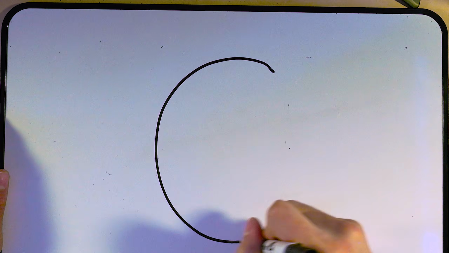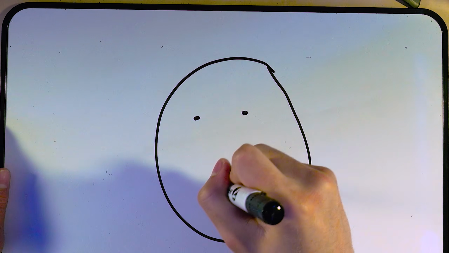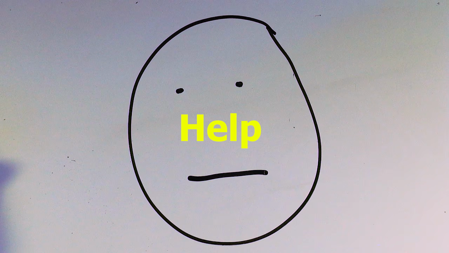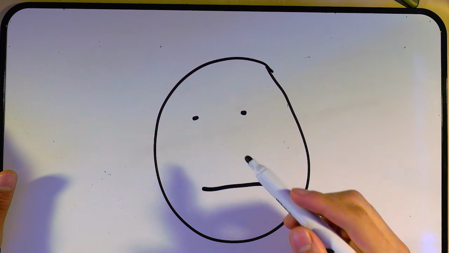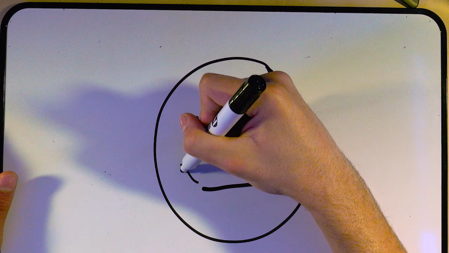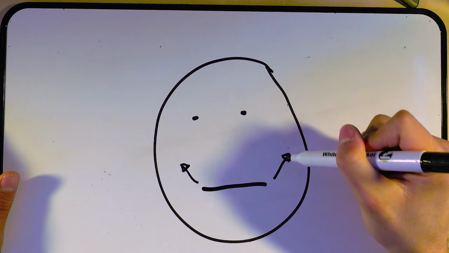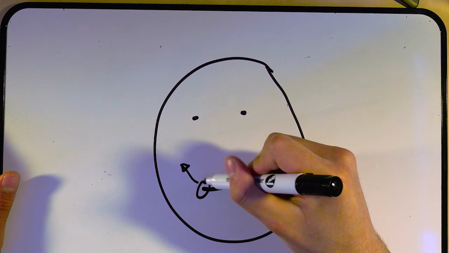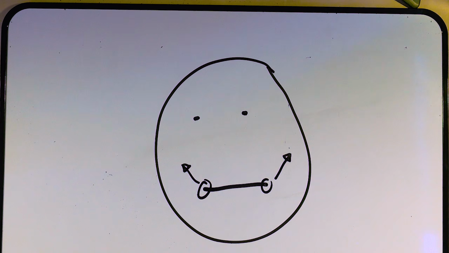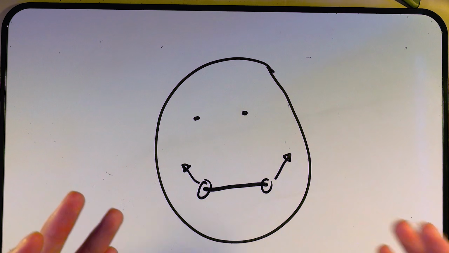Now we have the law of cause and effect. Now I'm going to draw a face and he's going to have a straight face. If we want to make this guy smile, his cheeks need to move upwards because that is what pulls these parts of the mouth into the smiling position. And we just need to apply this to every part of the movement.